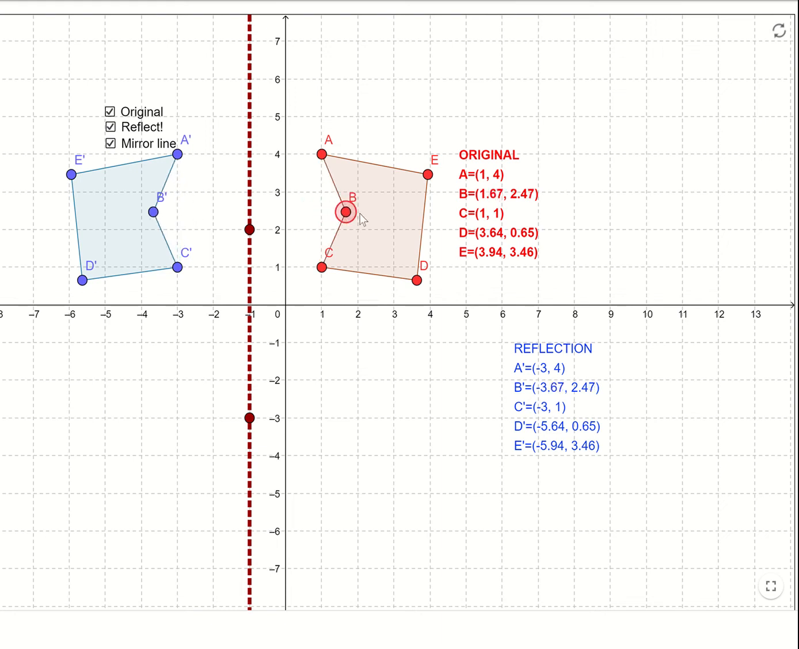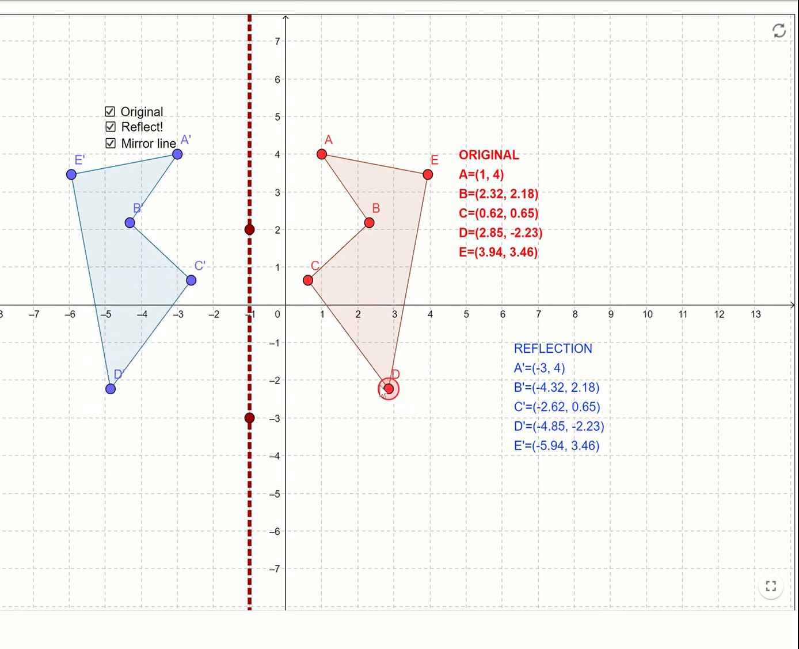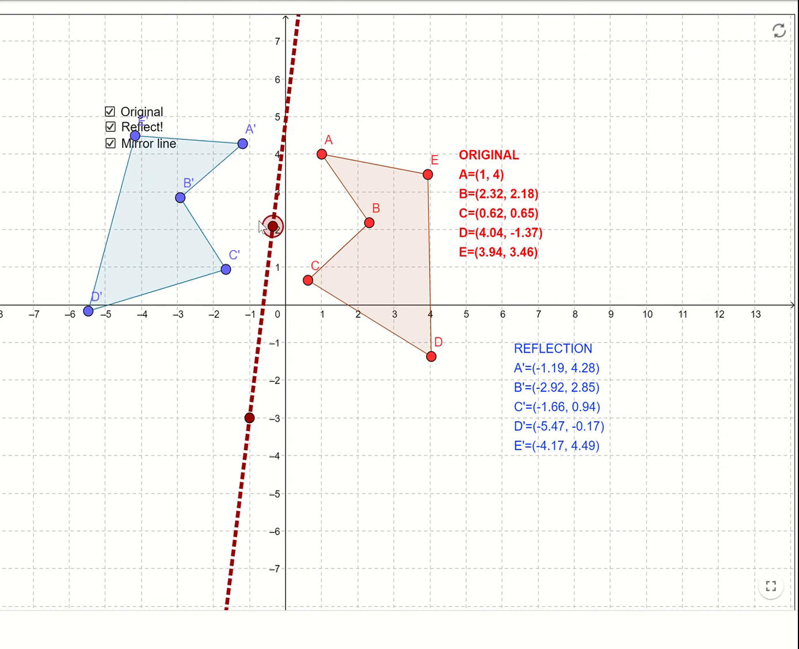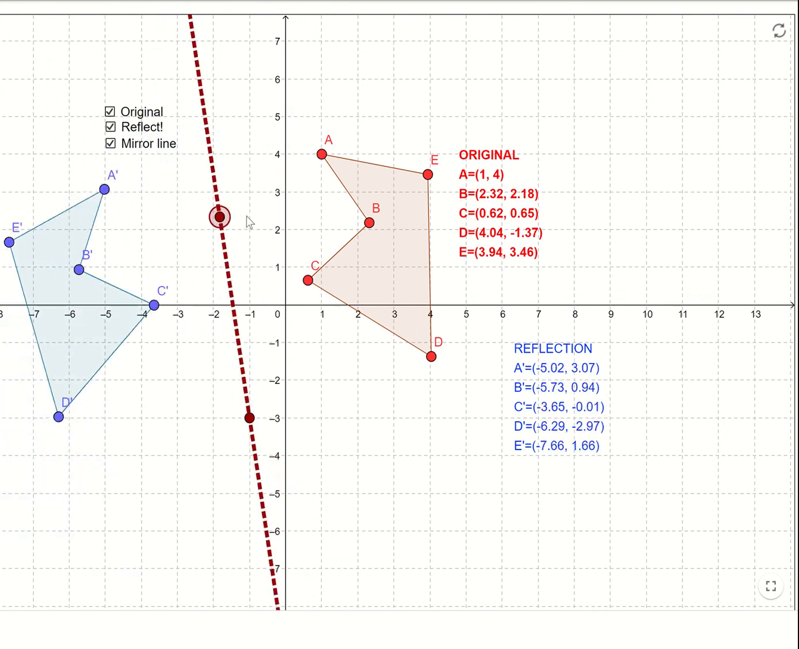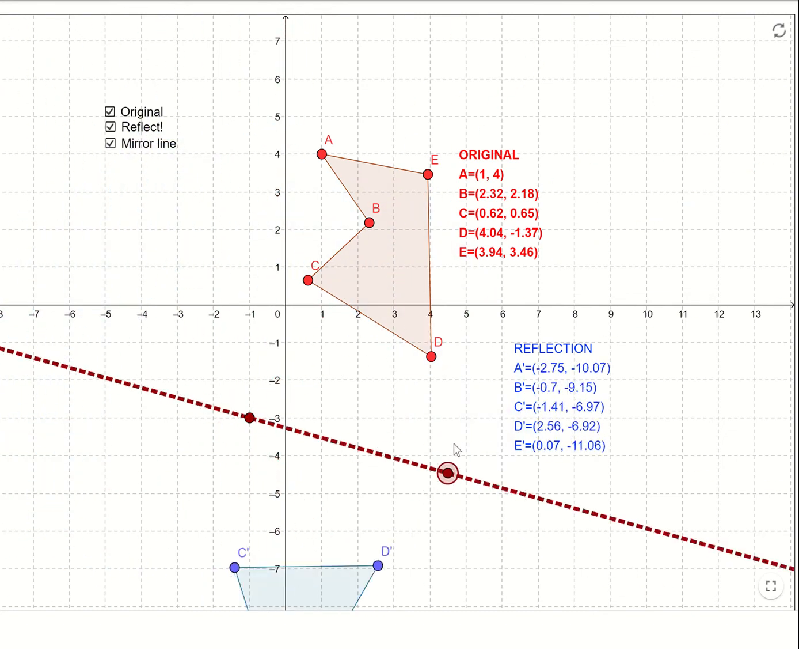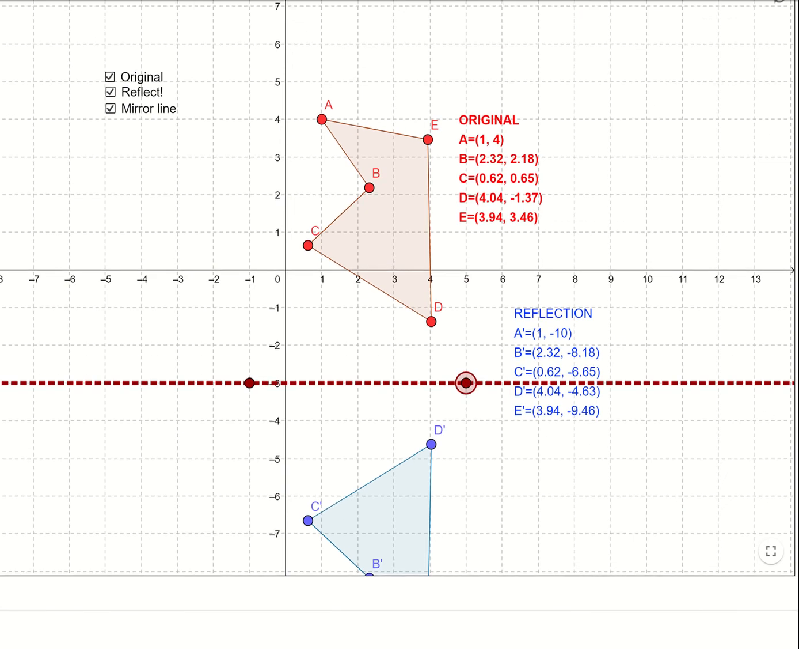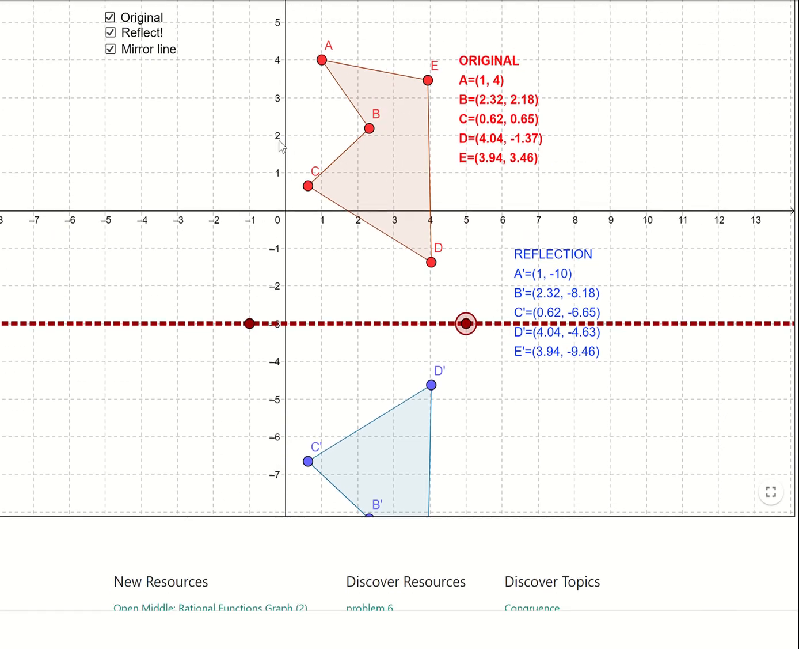Now something that you should do on your own is move some of these points around. Watch how they move in the reflection. What does the reflection look like? Something else you can do if you're really curious is change how the reflection line looks. You could even change it so it's now a horizontal line. And how does this change the reflection?